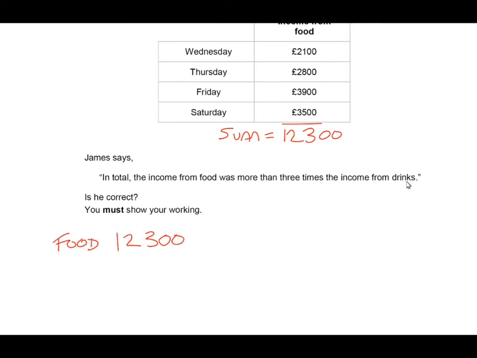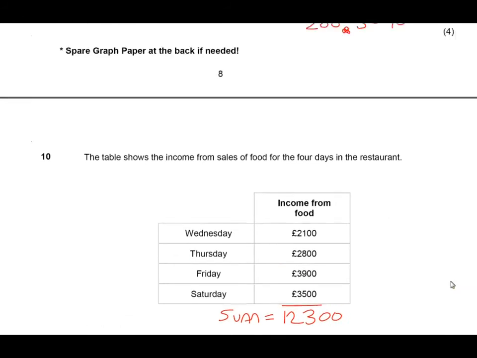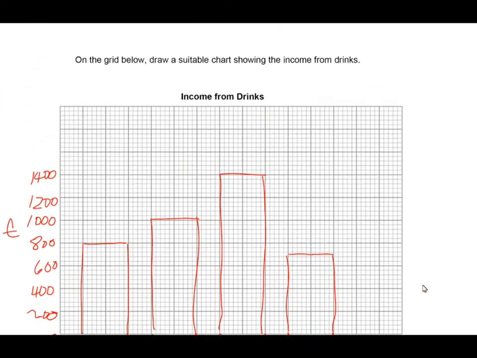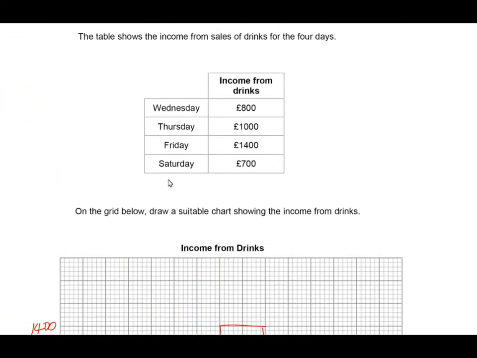So from food, we have 12,300. We also need to go and have a look at the income from drinks. So go back to the last question where it gives us that information and work out the sum of the drinks. And that's £3,900.